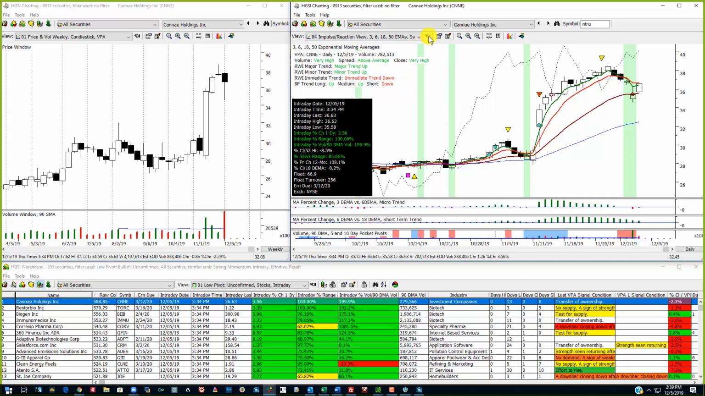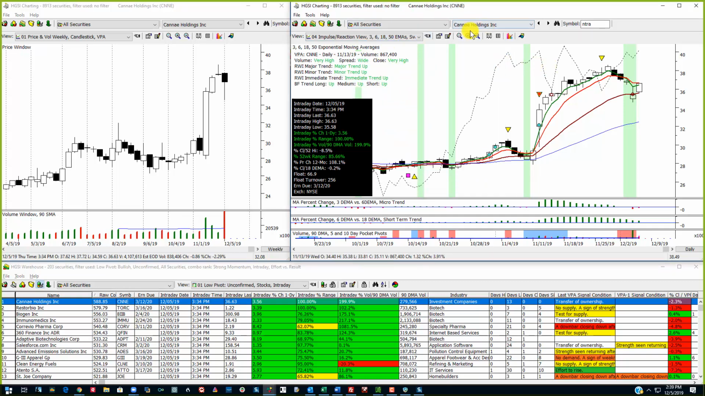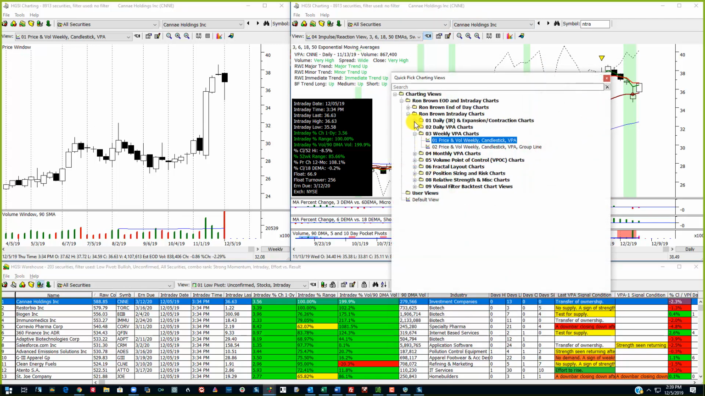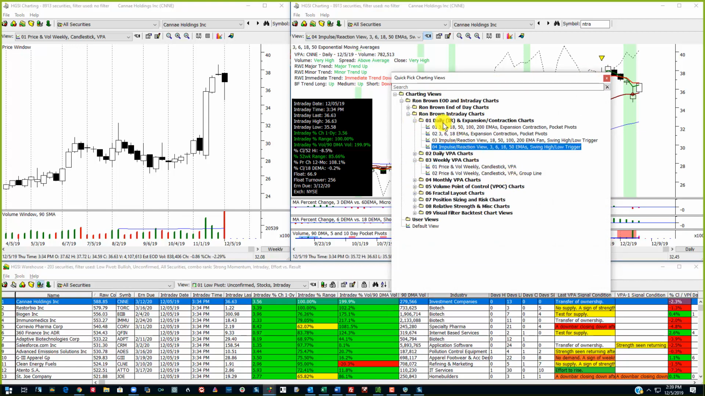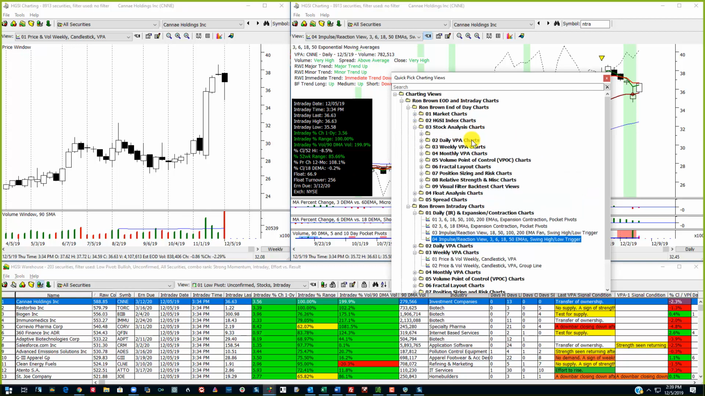First of all, the charts. I want to click on here. You're going to find these charts that I've modified. It's number 4 under the daily IR expansion and contraction charts. I have end of day and intraday. This is the intraday right now. If I go up to the end of day, they're different because I have different information in them.